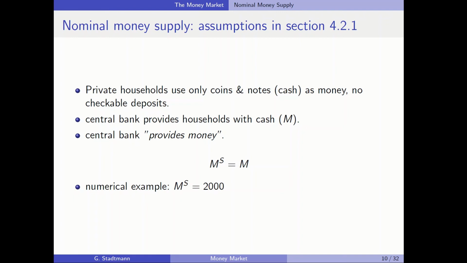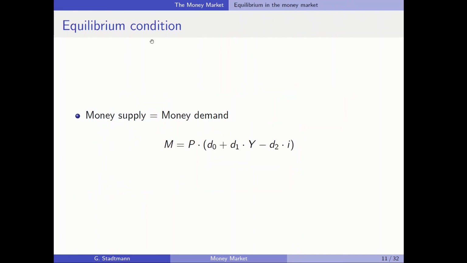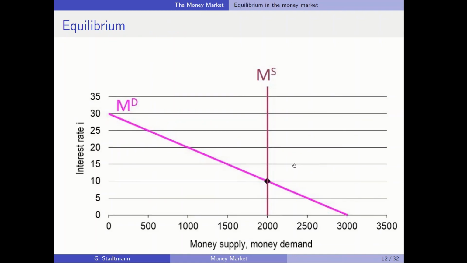How does the equilibrium condition look like? The equilibrium condition, once more, is that money supply has to be equal to money demand. So money supply, the left-hand side, has to be equal to money demand. In our graph, we have to look for the intersection of the money demand relationship and the money supply relationship. So where the two curves intersect, the equilibrium condition is fulfilled, and hence the equilibrium interest rate is equal to 10%.